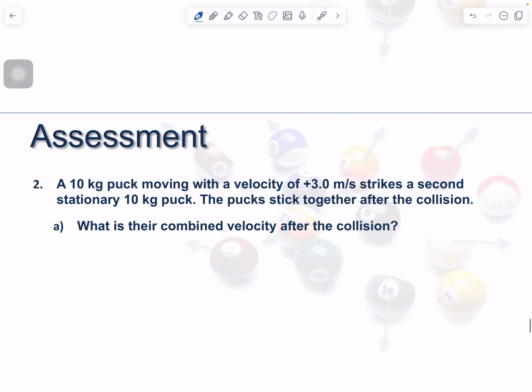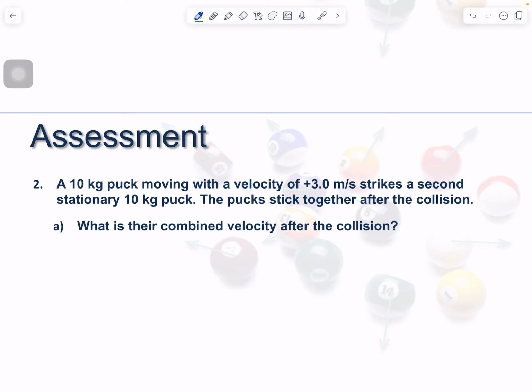All right, a 10 kilogram puck moving with a velocity of plus 3 meters per second strikes a second stationary 10 kilogram puck. The pucks stick together after the collision. What is their combined velocity after the collision? So this is just like the problem we did. I expect you to be able to calculate this.